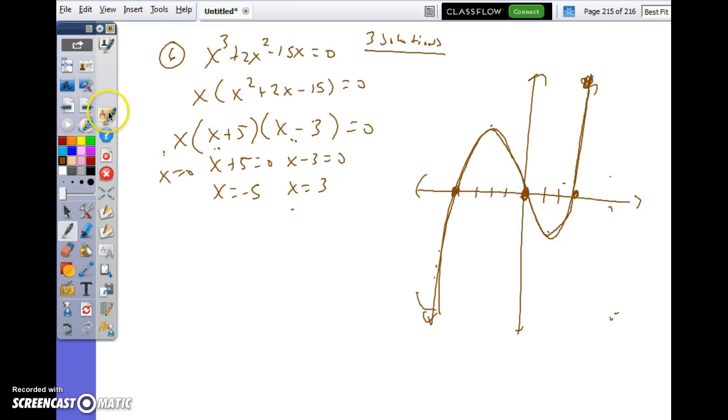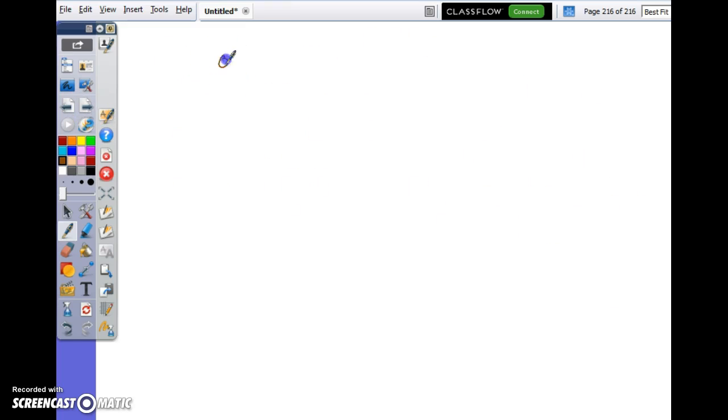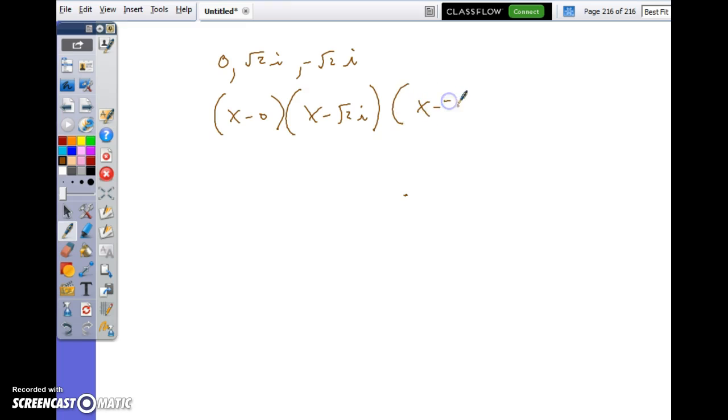So what if I gave you roots? I said the roots are 0, √2i, and -√2i. How do I figure this out? I'm simply going to go x minus 0, x minus √2i, x minus -√2i, and that's equal to y. Now what? Simplify, right? Boil it all together.